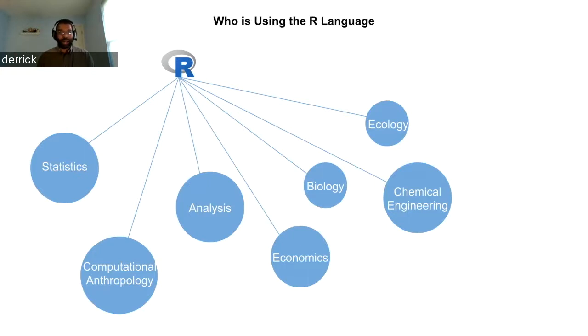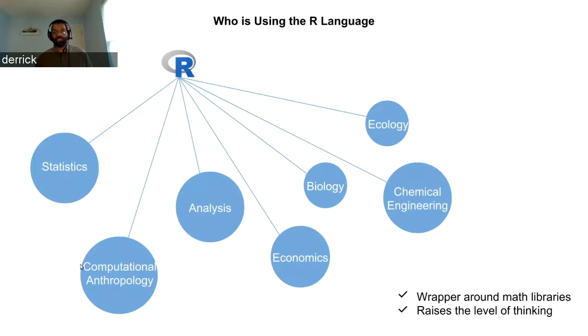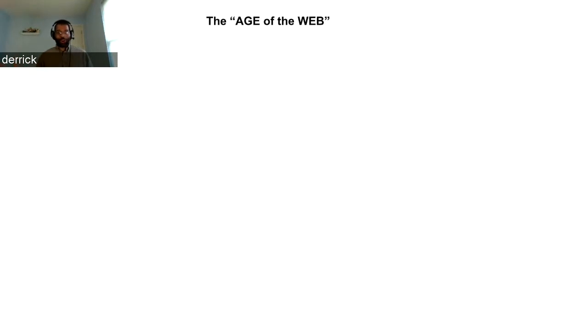So people were using R because it was good for that kind of analysis. It was kind of like a wrapper around a bunch of math libraries, but it was a scripting language. It helped raise our level of thinking. But over time, new technologies have come out. And so we entered what some people may have called the age of the web.